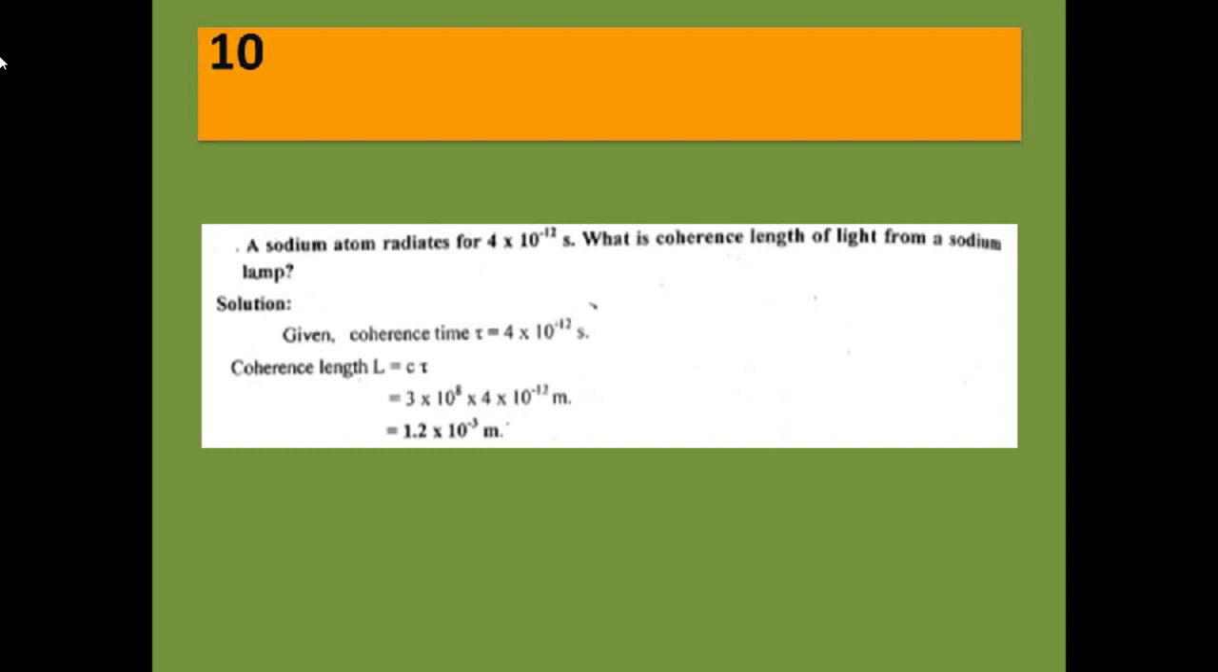Sodium atom radiates for 4 into 10 to the power minus 12 second. What is coherence length of light from a sodium lamp? So what is given? Given is coherence time tau is equal to 4 into 10 to the minus 12 second, and we need to find the coherence length. L is equal to tau C. We know that C is equal to 3 into 10 to the power 8 meter per second, and tau is 4 into 10 to the power minus 12. When you substitute, you will get 1.2 into 10 to the power minus 3 meters.